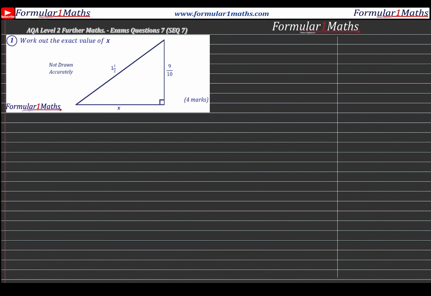This is AQA Level 2 Further Maths, exam question set 7 for the non-calculator paper. We've got 3 questions. First question says: work out the exact value of x given the diagram shown.